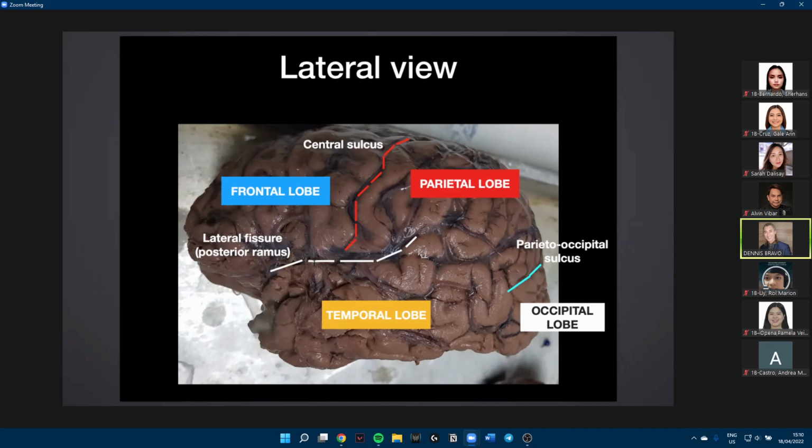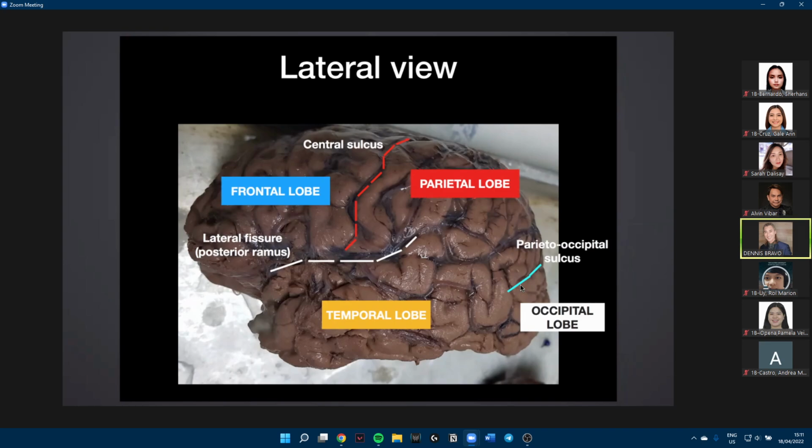lateral Sylvian fissure. Now, posteriorly, there's a hint of a division between the parietal lobe and the occipital lobe. This is what we call the parieto-occipital sulcus, and of course, this separates the parietal lobe from the occipital lobe. This parieto-occipital sulcus is not that prominent on the lateral view, but as you will see later on, it is very prominent when we view the cerebrum from the medial aspect.